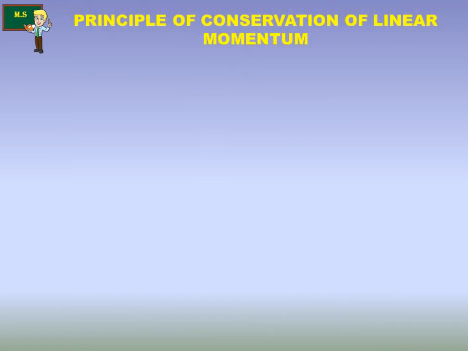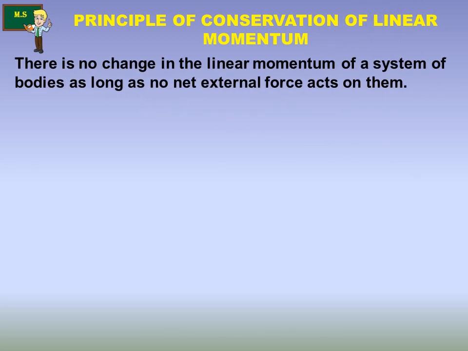See students, now we are moving into the important 5-mark question in this lesson. Principle of conservation of linear momentum. Very important question. Last year also they usually asked it in each and every examination. There is no change in linear momentum of a system of bodies as long as no net external force acts on it. This shows that if there is no external force, there is no change in linear momentum of a system of bodies.